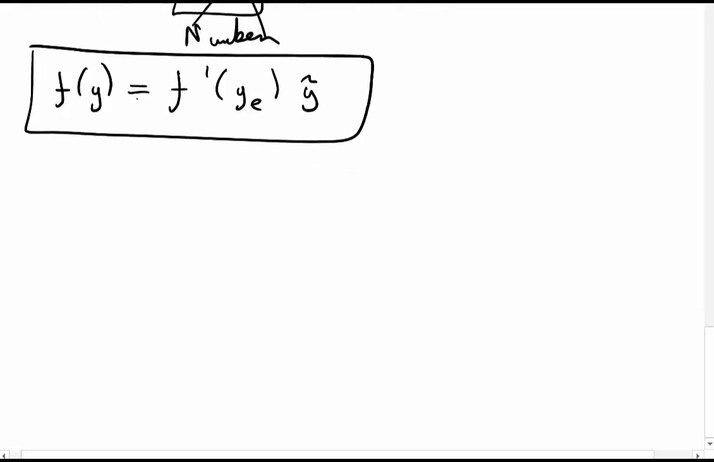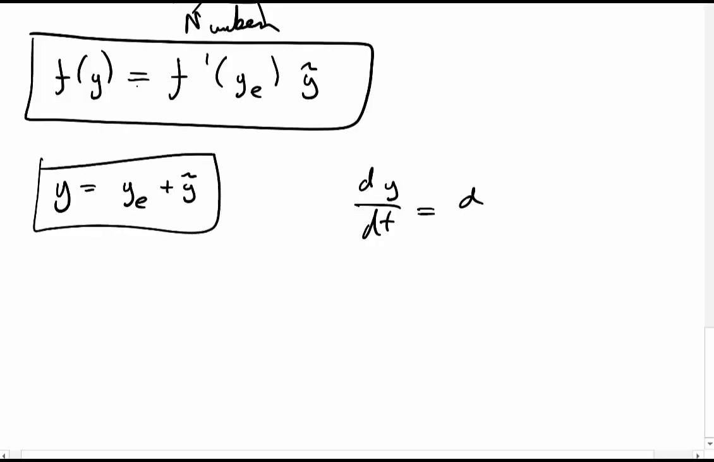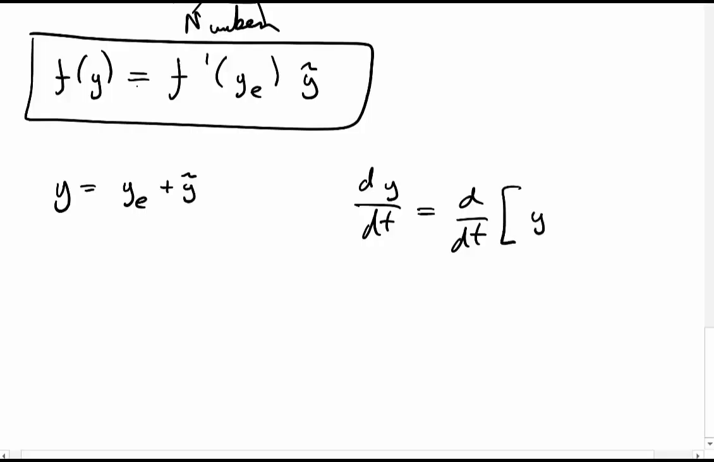Now, I want you to notice what we had before. We said that y was equal to my equilibrium point, ye, plus some really, really small distance y tilde. Now notice as well that we can show that dy by dt is equal to, if I just replace this y with ye plus y tilde, a derivative of ye plus y tilde. Well, this ye, like I've just said before, is just a number. It's an equilibrium point. It's just a number.